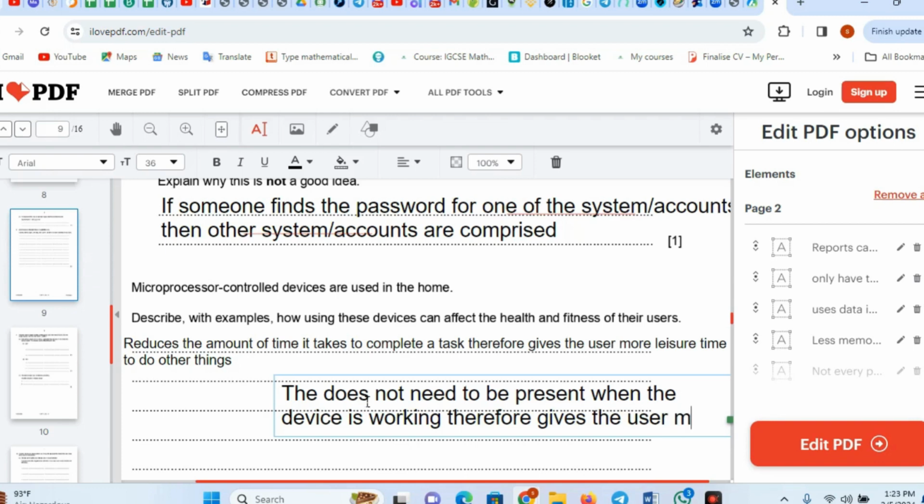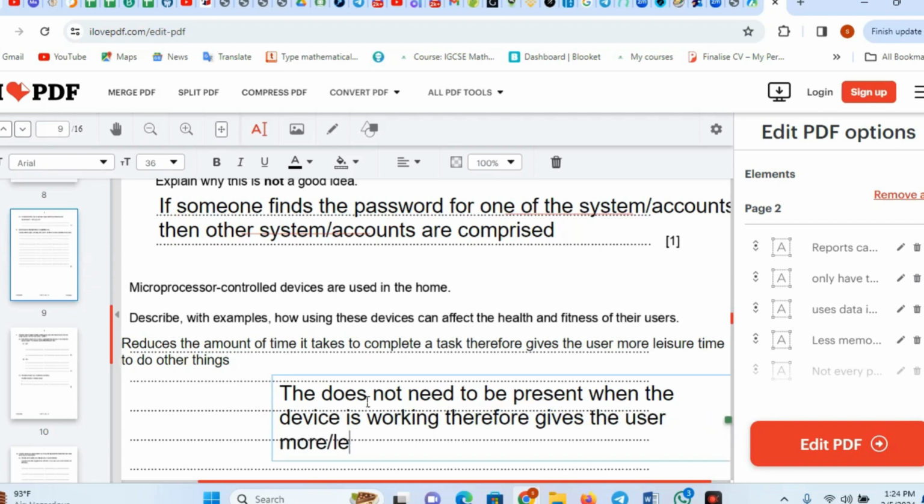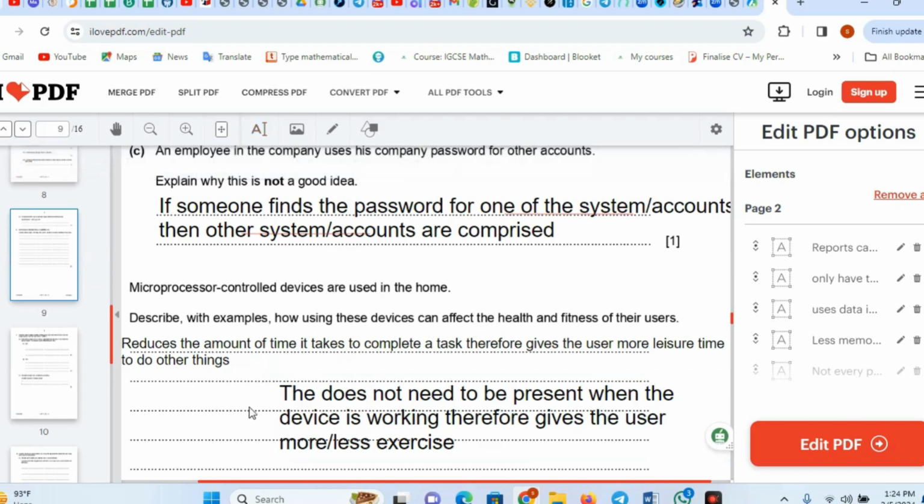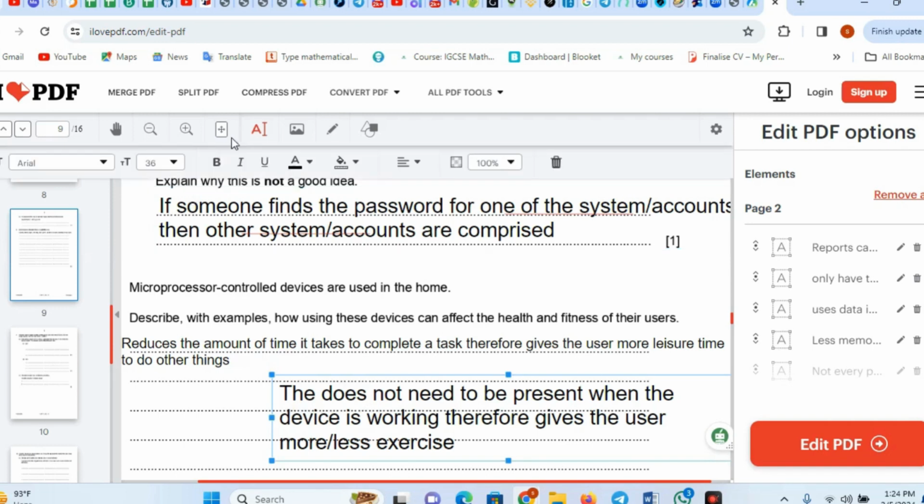more or less exercise. Depends on the angle you are looking at it. So when you are not there, you can decide to be doing something else. That means it gives you more exercise. But when you are not there and you are not doing anything else, it gives you what? Less exercise. It's as simple as that. Do we all understand? Good. All right.